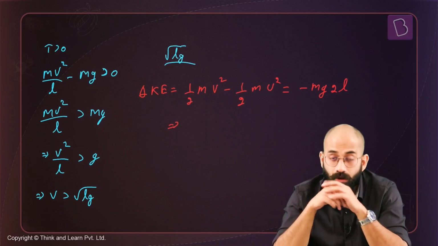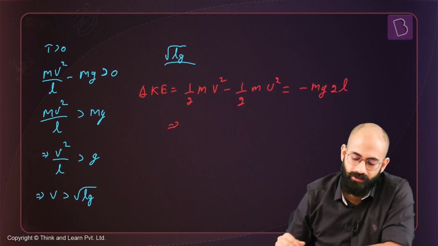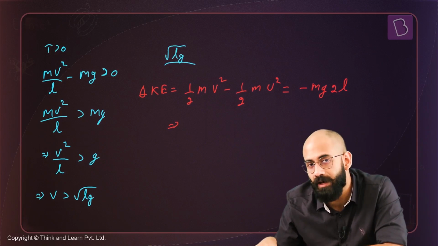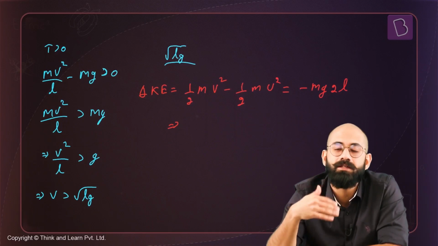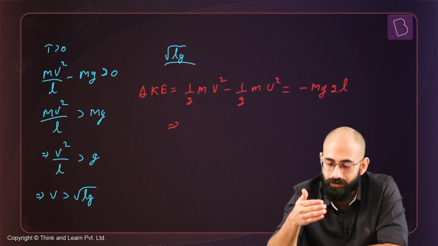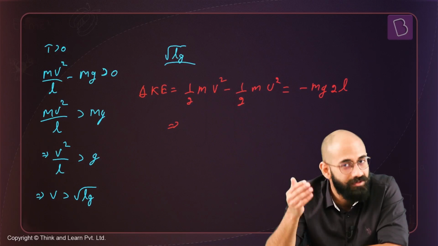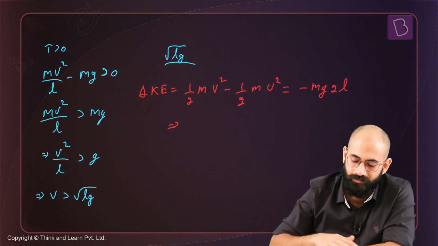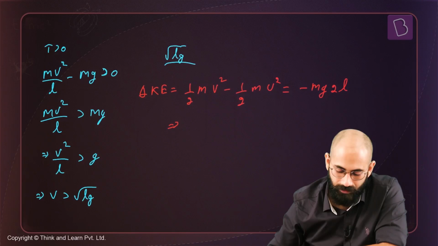One common mistake that is generally made at this point is that people tend to forget the work done by the pseudo forces, because that also needs to be added in a non-inertial frame of reference. Change in kinetic energy is equal to the sum of all the work done by all the forces, including the pseudo forces. In this case, as I said, this is not a non-inertial frame. This is still an inertial frame, so there is no work done by pseudo force. Only the work done by gravity remains.